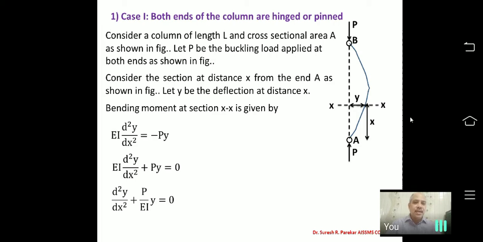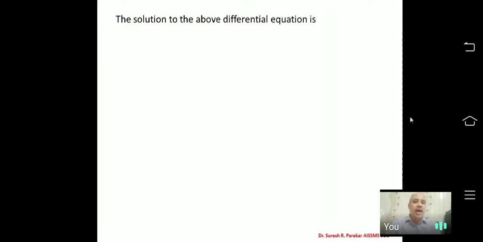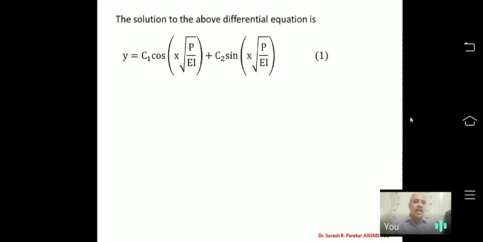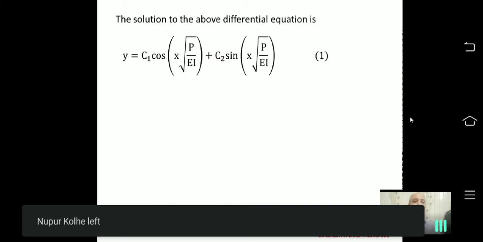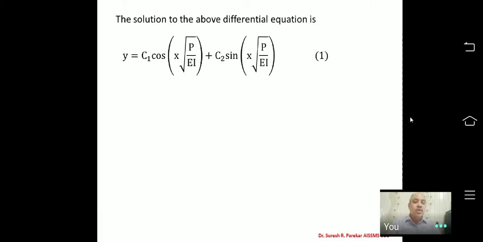Now we have this differential equation for y, and for this we have the solution y is equal to c1 cos x root P upon EI plus c2 sin x root P upon EI. Now we have c1 and c2, two constants of integration, and we can find them by substituting the end conditions values. We will put them accordingly, and that will give me c1 and c2.